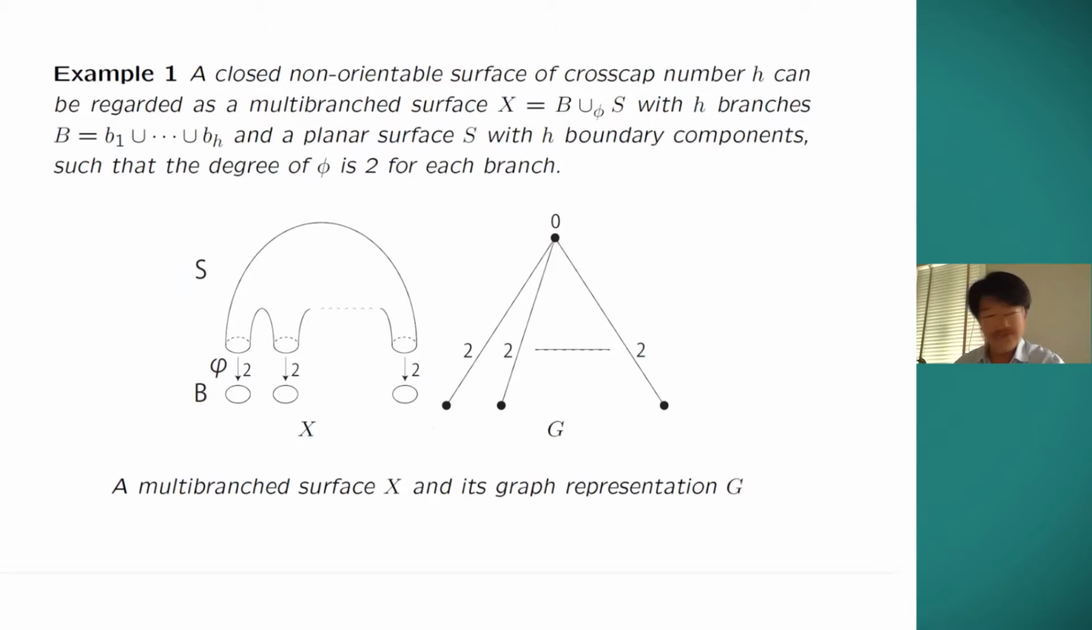We associate each branch to a vertex, and each sector to a vertex. And we label each vertex. This label means the genus of S. So we obtain a graph representation.